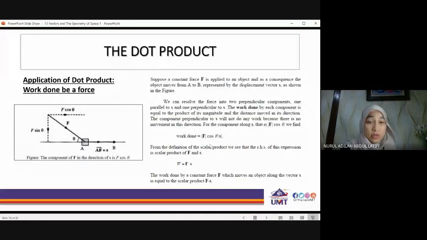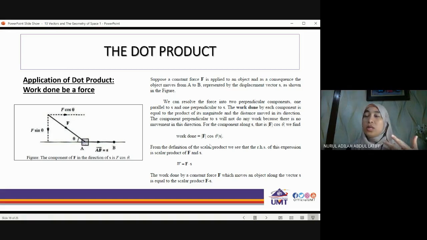Okay, so now what is the application of the dot product? As we learn in mathematics engineering, all things that we learn, we must have the application of it. For example, when you learn the derivation, the application is like what? Rate of change, speed, acceleration, for example.